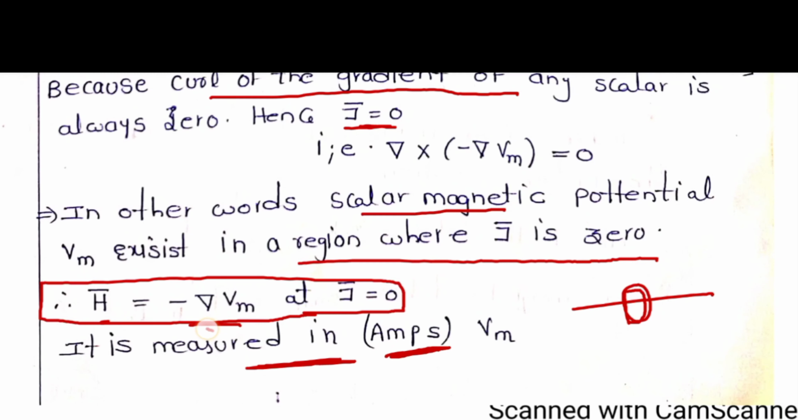Up to now, what we discussed: H equals minus del Vm, the negative gradient of the scalar that gives rise to H bar is called the scalar magnetic potential Vm. It is measured in amperes. In other words, scalar magnetic potential is the potential which exists in a region where J bar is 0 and is measured in amperes. That we have to remember. That is about scalar magnetic potential.